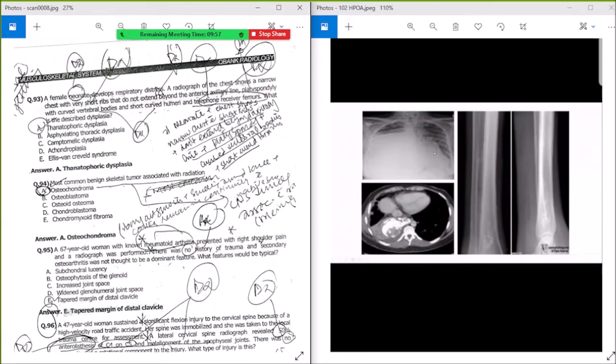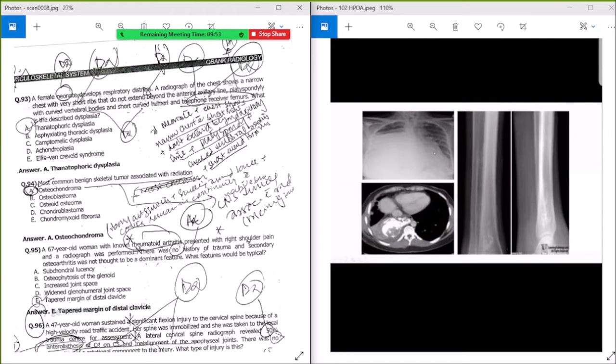Question 93. A female neonate developed respiratory distress and radiograph of the chest shows a narrow chest with very short ribs that do not extend beyond the anterior axillary line. Platyspondyly with curved vertebral bodies and sharply curved femora, telephone receiver femur, was described: thanatophoric dysplasia. Telephone receiver femurs are seen in thanatophoric dysplasia.